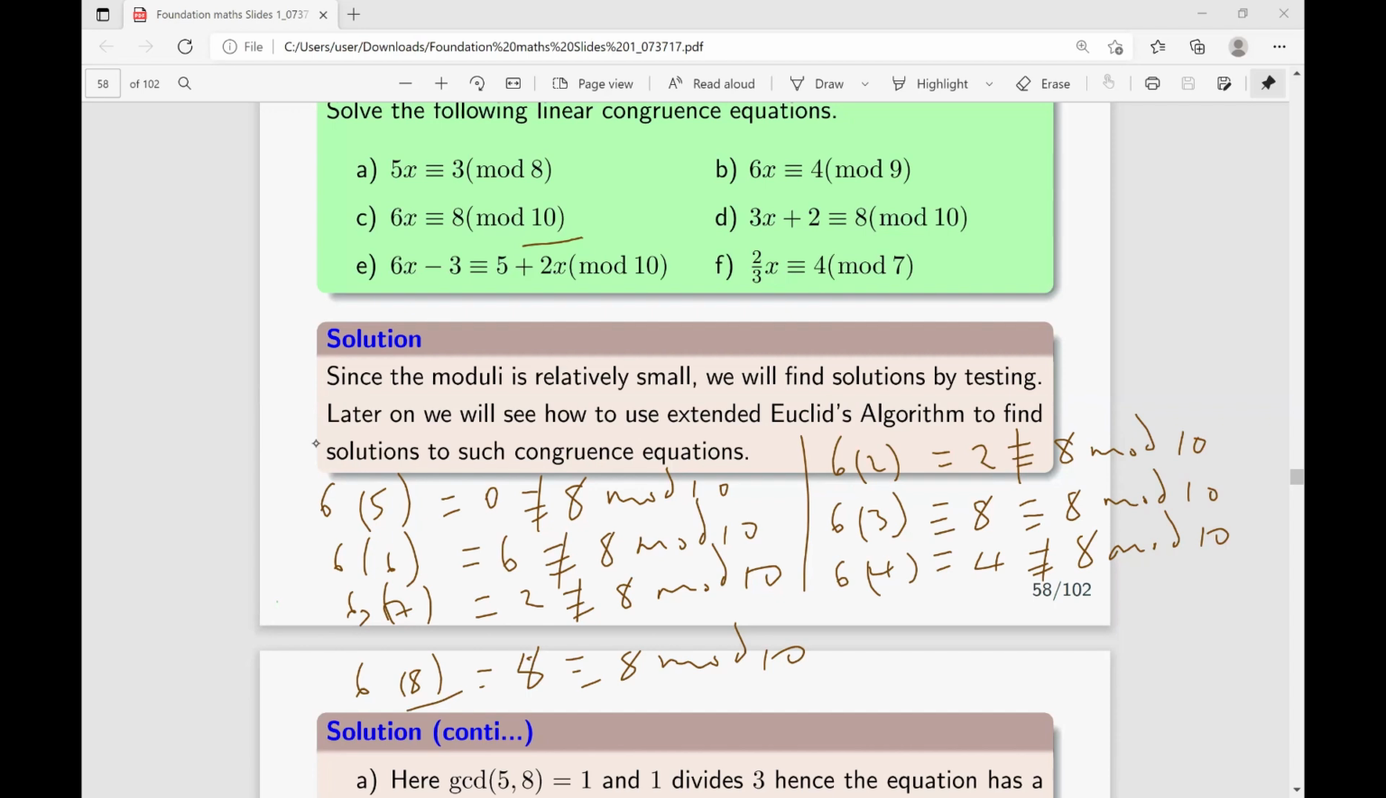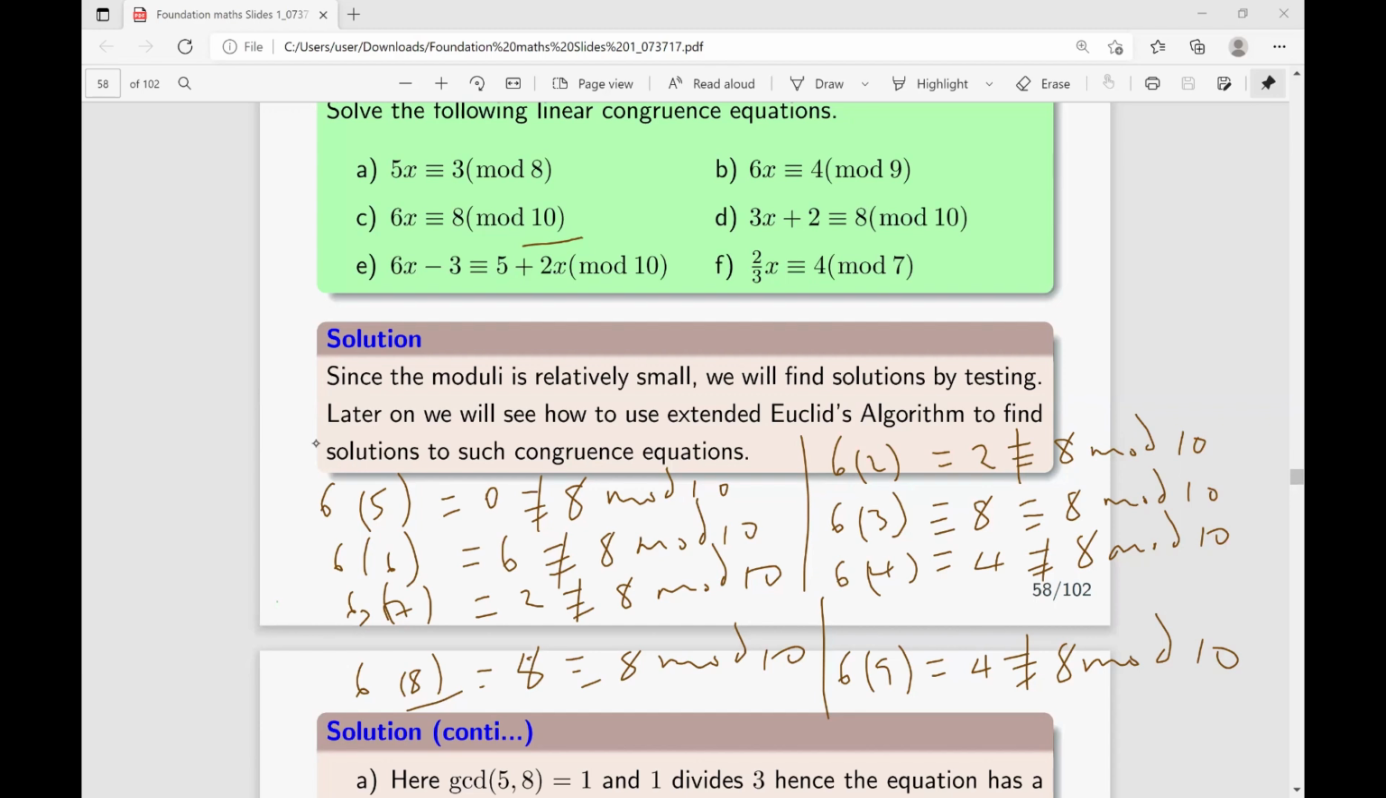So we don't need to proceed because we only require the 2 solutions, and we order. If you try the other one, it will not be a solution because this is 54. This is 4, which is not equivalent to 8 mod 10. So this system has 2 solutions, and we found that the solutions, therefore, are 3 and 8.